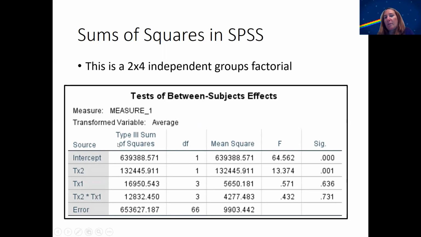This is called type 3 sums of squares. This is just type 3 because it's a factorial design, and all type 3 means is that the program calculated the ANOVA, it's not like there's people doing this. This program prioritizes the interaction.